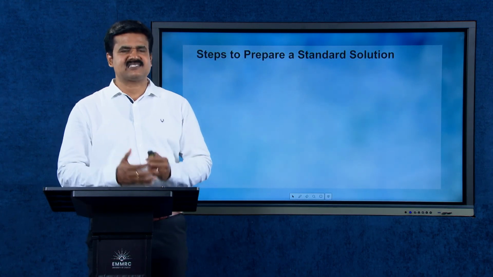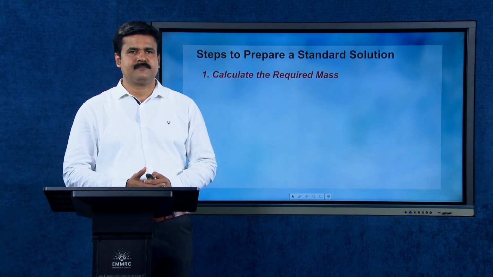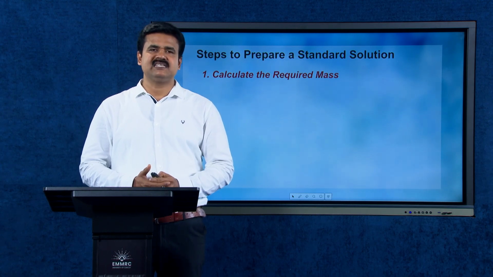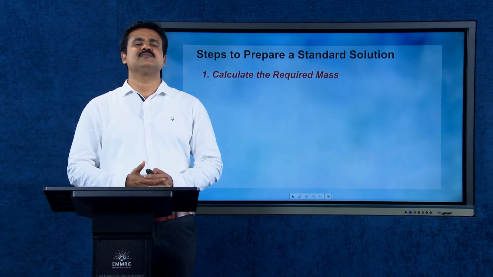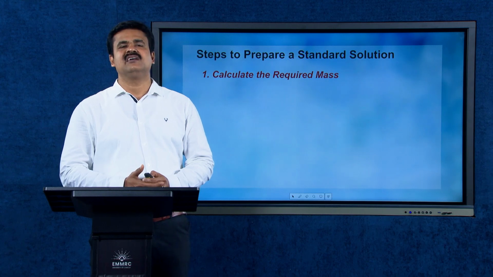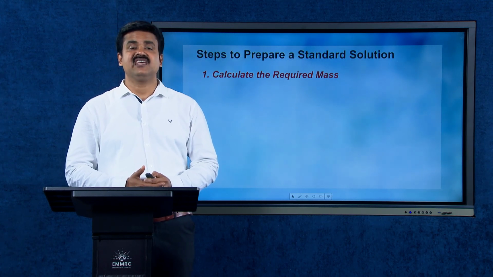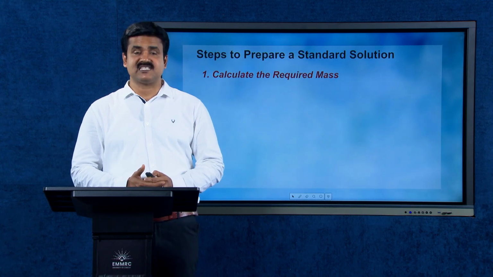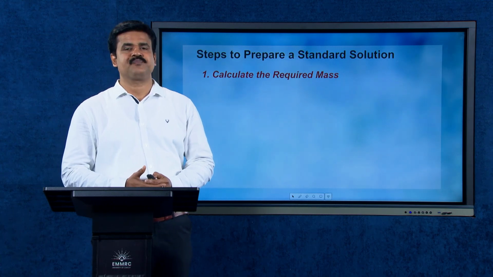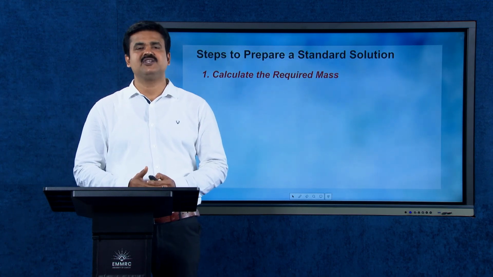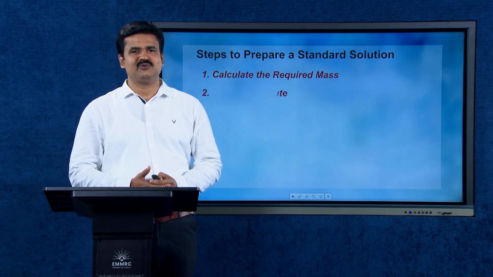Now we are discussing the steps to prepare a standard solution. First of all, calculate the required weight or required mass. It is possible to calculate the weight required by using the previously studied expression VEN divided by 1000, where V represents the volume, E represents the equivalent weight, N represents the normality, and you have to divide VEN by 1000 to get the weight required to prepare V mL of N normal solution.